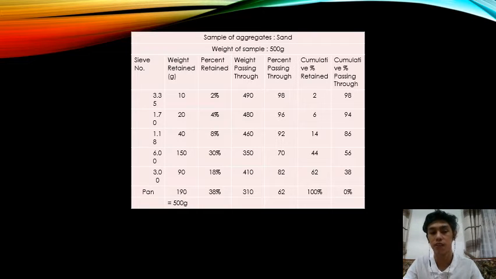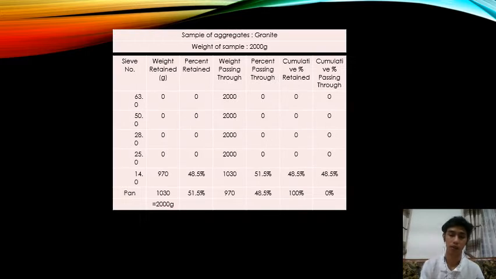It has sand and weight of sample, sieve number, weight retained, percent retained, weight passing through, percent passing through, cumulative percent retained, cumulative percent passing through. Okay, you can see it. There is the calculation table and conclusion. Next, you can continue with this granite conclusion.